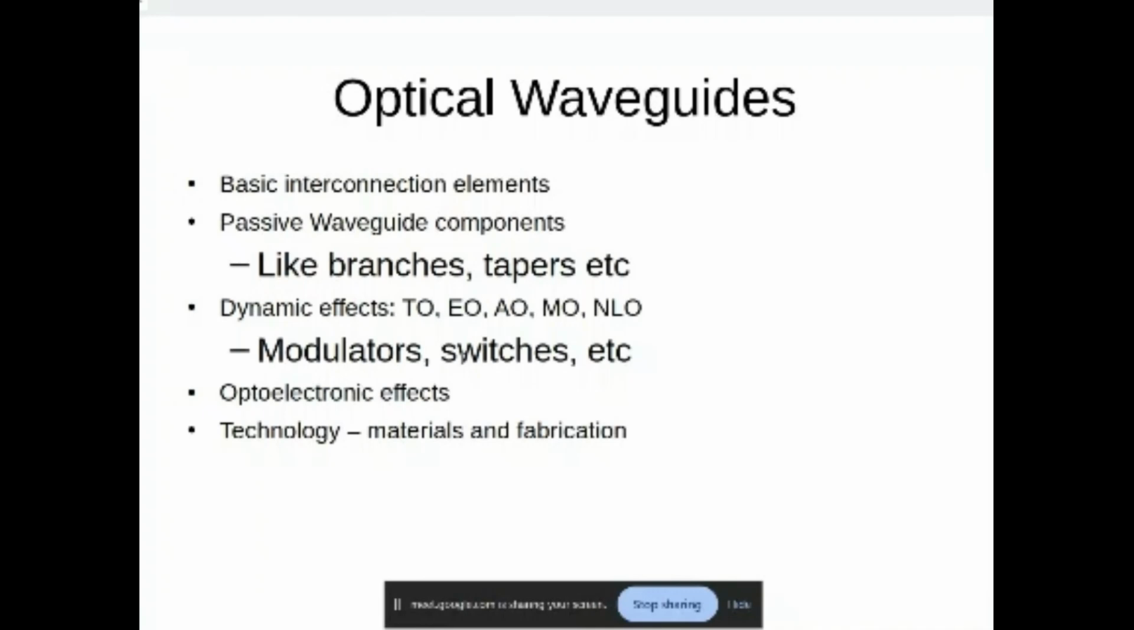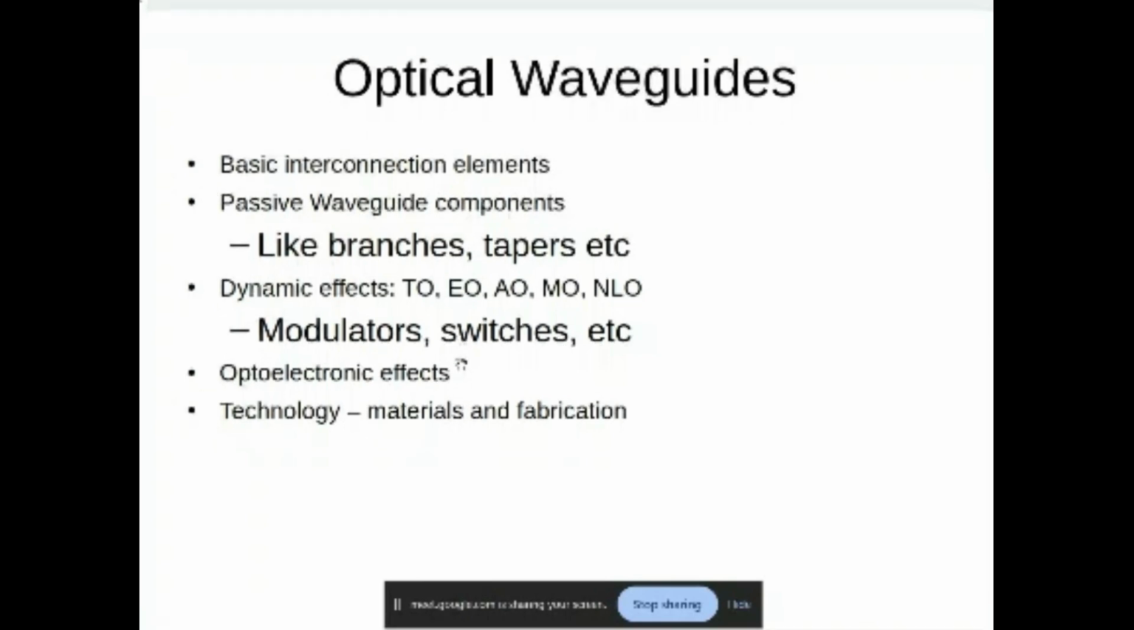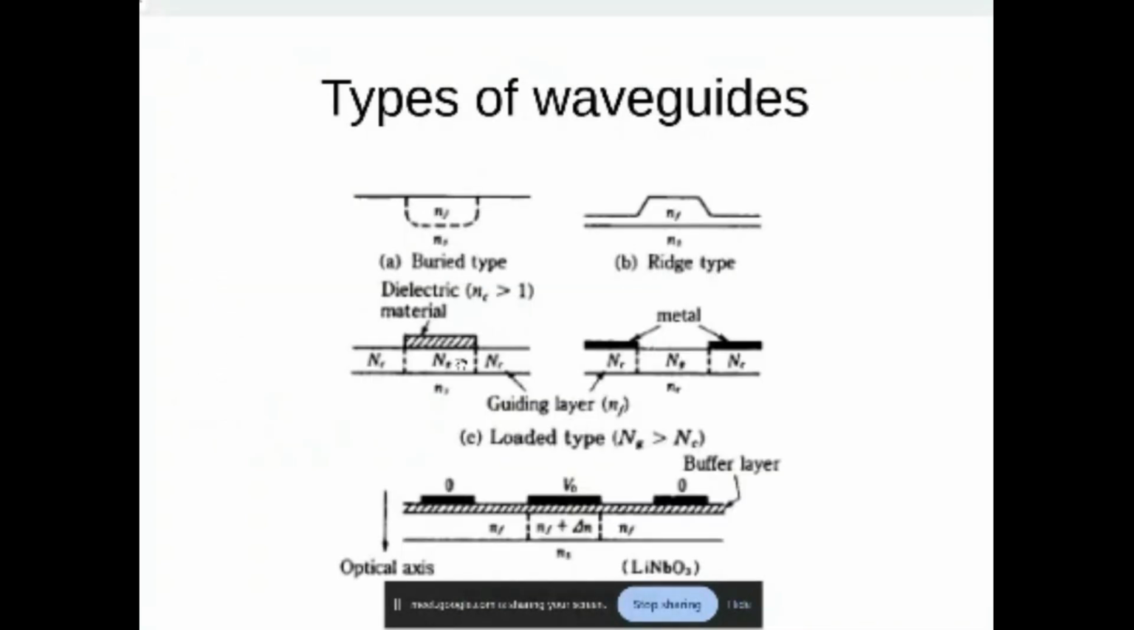Then finally, when it comes to practice, the technology is going to be important: the materials choice, the fabrication techniques. Many of them we are adapting from electronics right now, but in future, definitely we should be able to come up with new methods and techniques for optical fabrication. So these are some of the waveguides. I am showing you the cross sections.